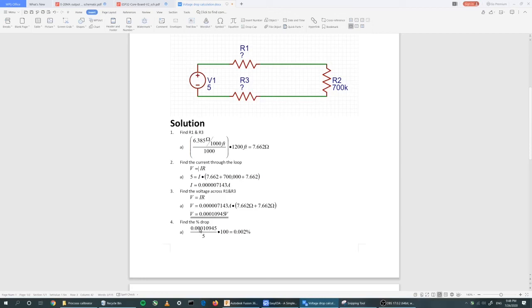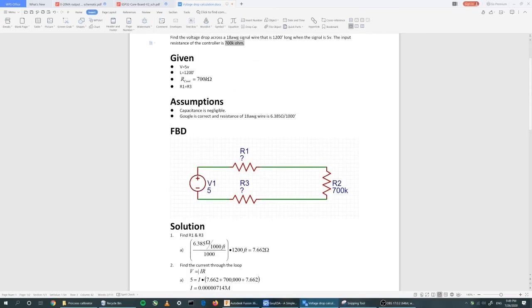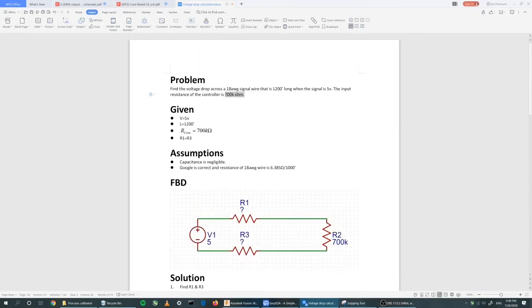Then just for fun, I decided to calculate the voltage drop as a percentage. I take that voltage divided by the 5, which is the original amount, times 100, and I get 0.002%. So that's the error you're introducing into your system at 1,200 feet with a 0 to 5 volt signal and 18 American wire gauge wire.